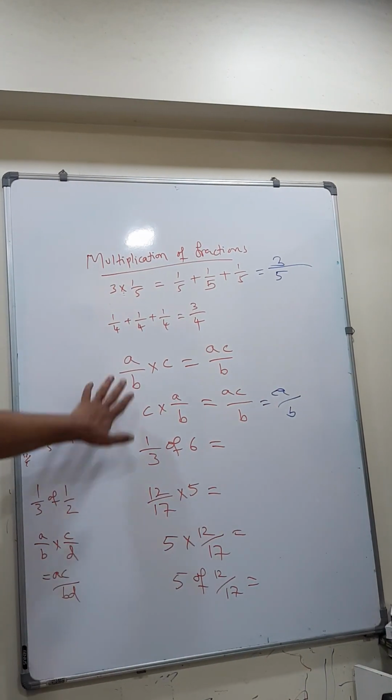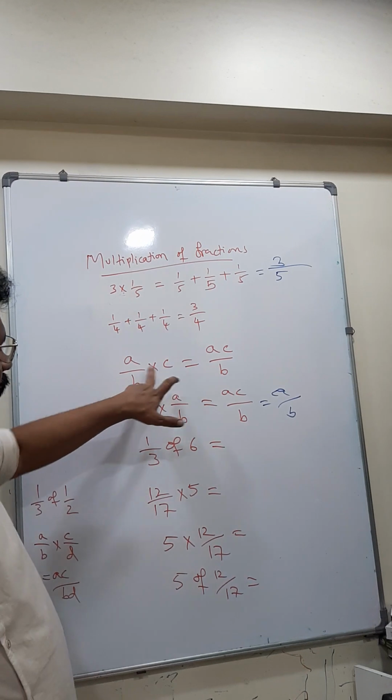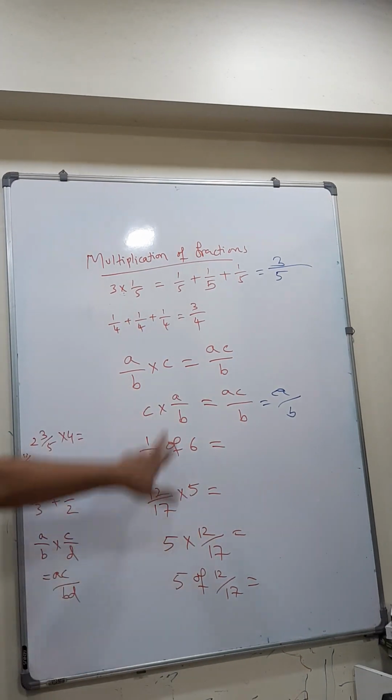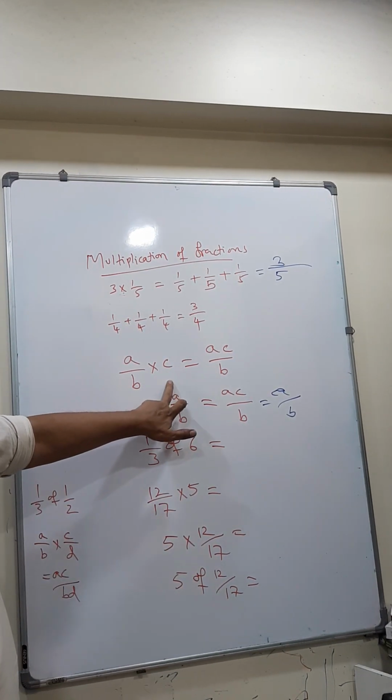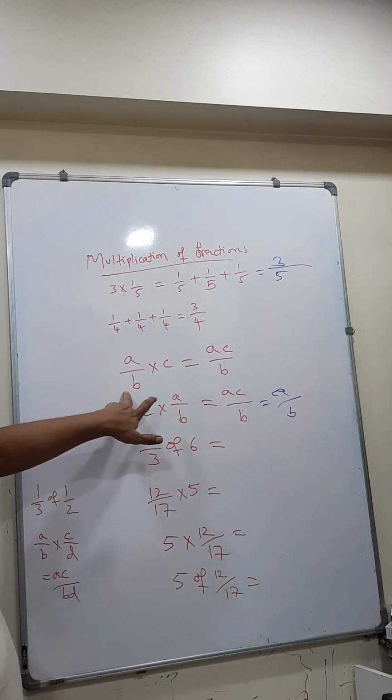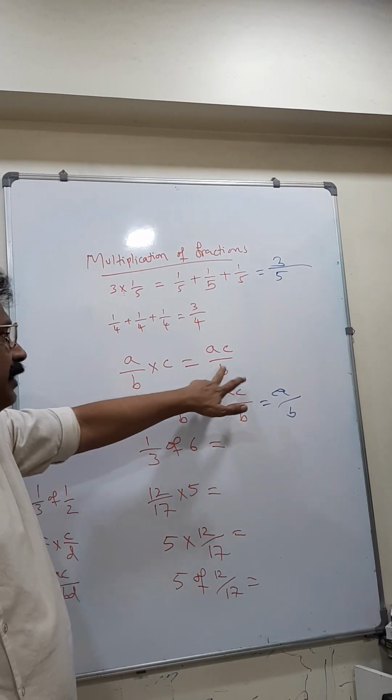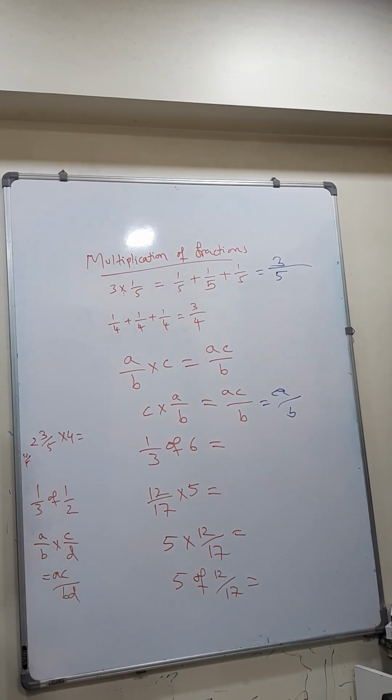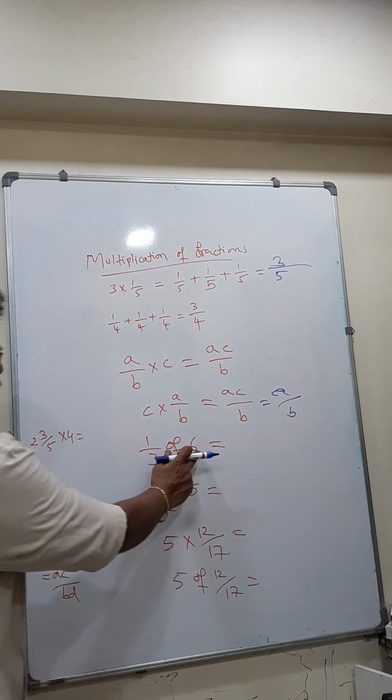Okay? So into means numerator into numerator upon denominator. If there is no denominator, we consider it as 1. And if there is nothing, just write B only, or B into 1, B. We write it like this.